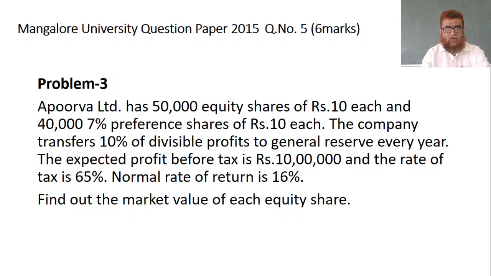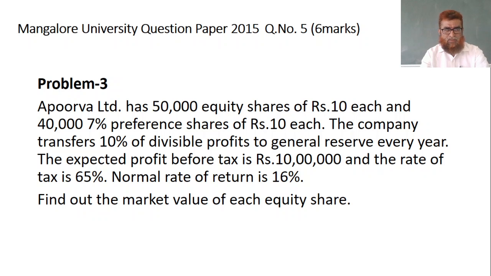So here you see the problem. There are two types of shares. First one is equity share, that is 50,000 equity shares of 10 each. Second type of share is 7% preference shares of rupees 10 each, 40,000 preference shares. We are valuing the equity share.